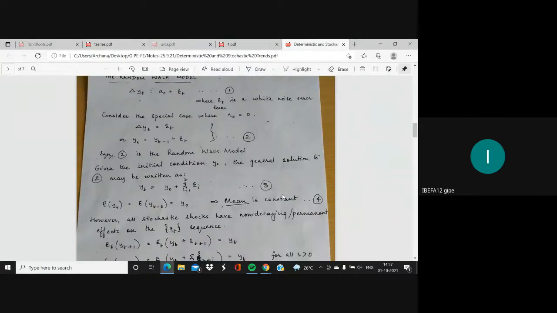So the general solution to the difference equation given in equation 2 can be written this way. Now if you take the expectation of yt, it will be equal to y naught, since the expectation of et, all these ei terms, is equal to 0. So the expectation of yt in every period, even the expectation of yt minus s, will be equal to some constant y naught. So the mean is constant, and one condition for stationarity is satisfied.